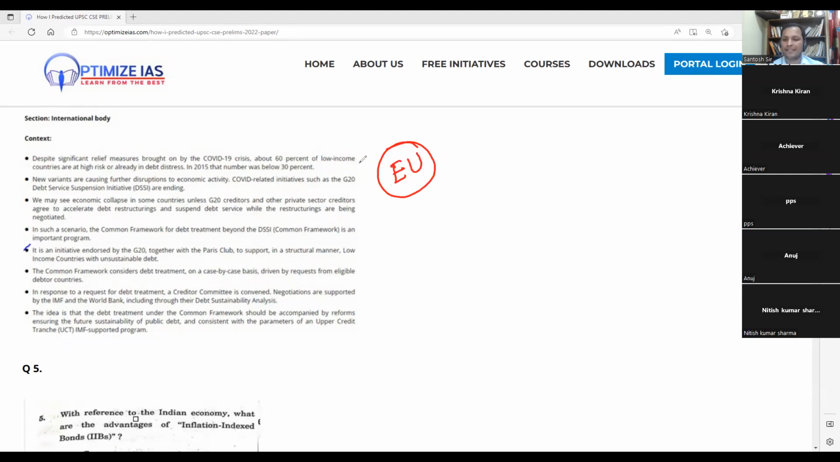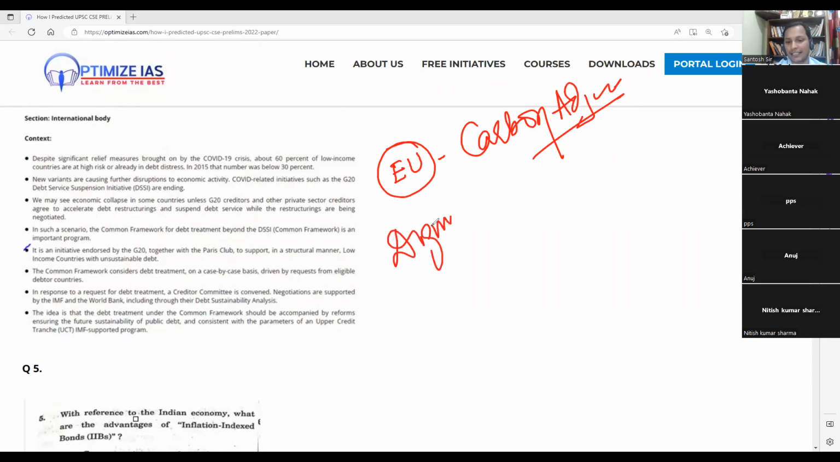European Union. What initiative, I am asking? European Union, I know. Carbon adjustment. Carbon taxing, sir, very good. Carbon adjustment framework, something like that they have done. And one more, Digital Market Act. Guys, is this clear?